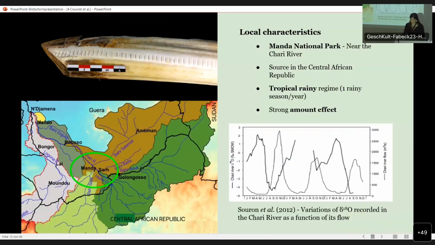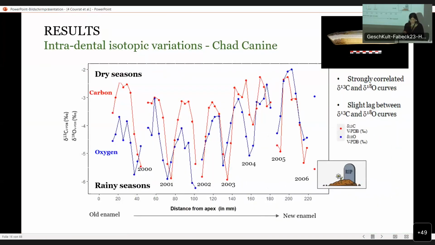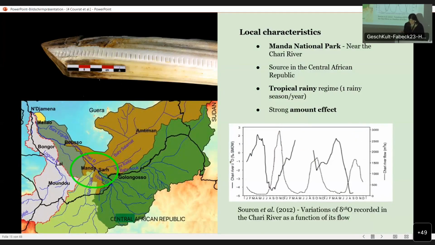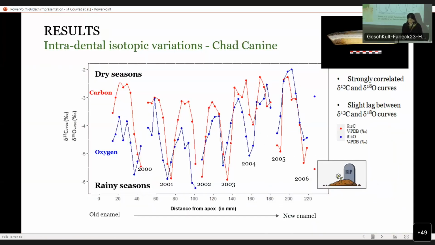And we also studied the adult Chad, which is a little more interesting because we know more about this individual. This death was in March 2006. And the isotopic record can therefore be interpreted with the knowledge we have of the environment where it comes from. So the specimen lived in the Manda National Park near the Chari River.